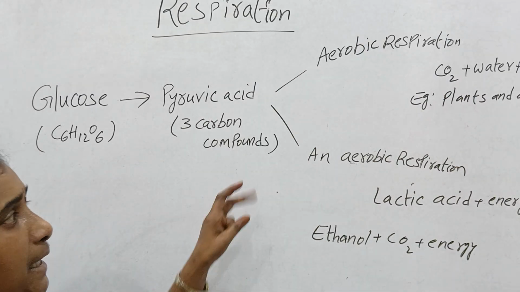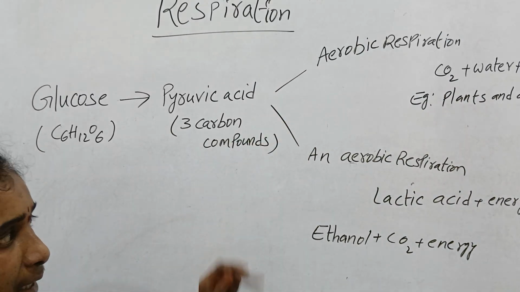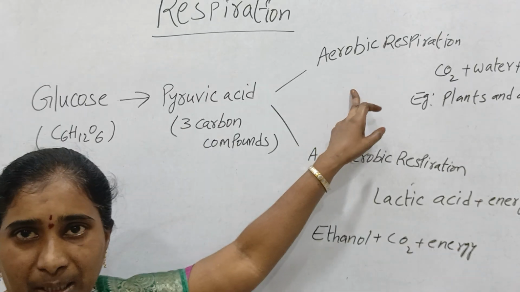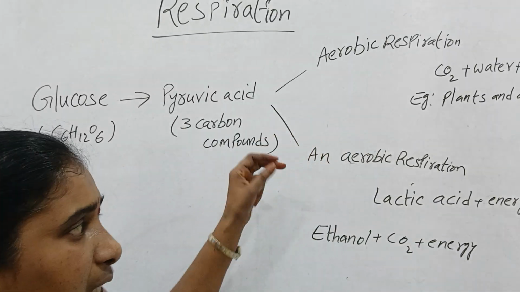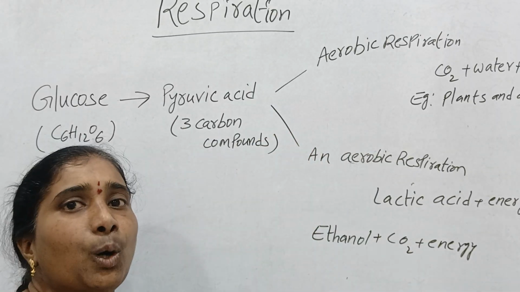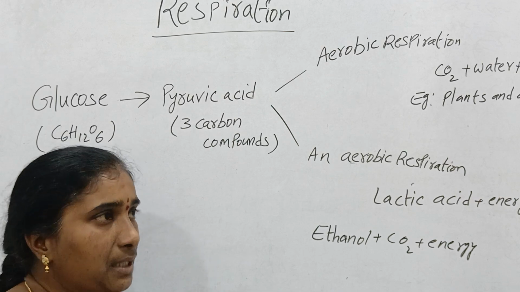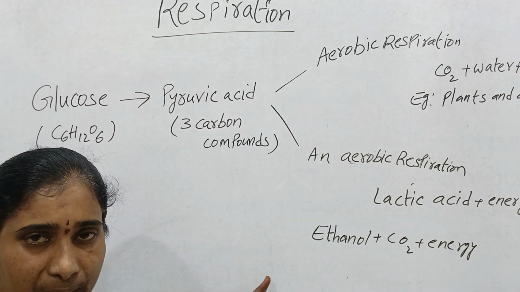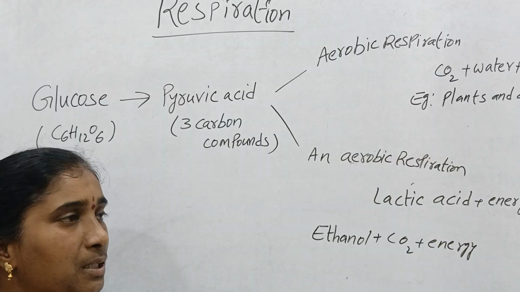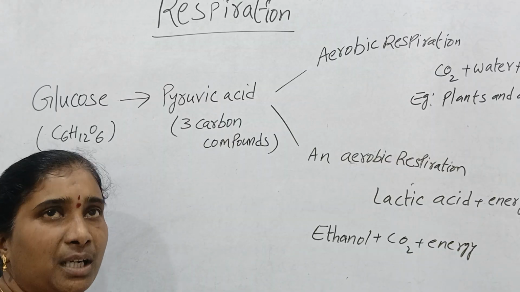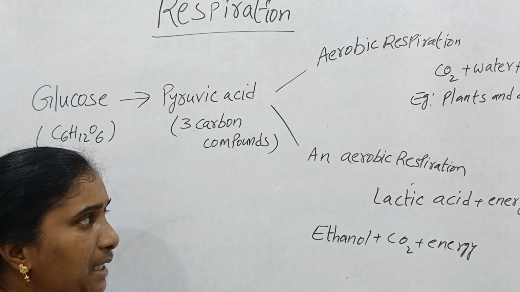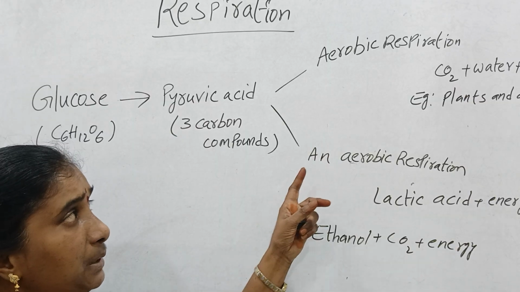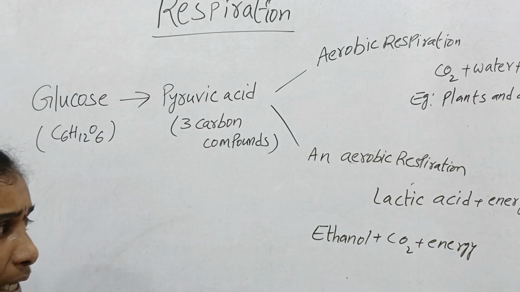So, like this, end products will be different in both aerobic and anaerobic respiration. In aerobic respiration, a high amount of energy will be released. In anaerobic respiration, a low amount of energy will be released. But up to formation of pyruvic acid, it is common in both aerobic and anaerobic respirations. Lower organisms can respire only in cytoplasm. But in higher organisms, we can find respiration in cytoplasm and mitochondria also.